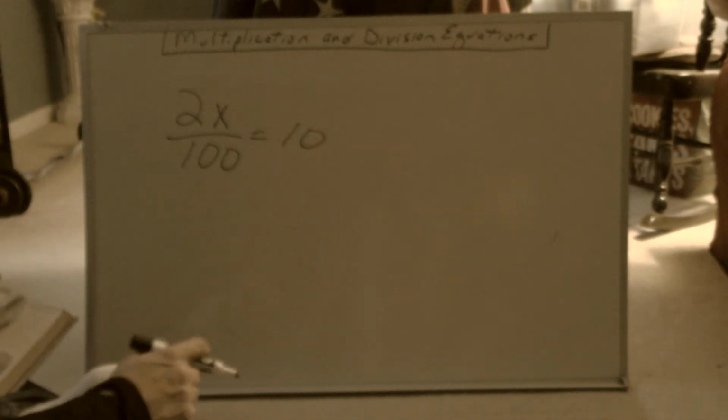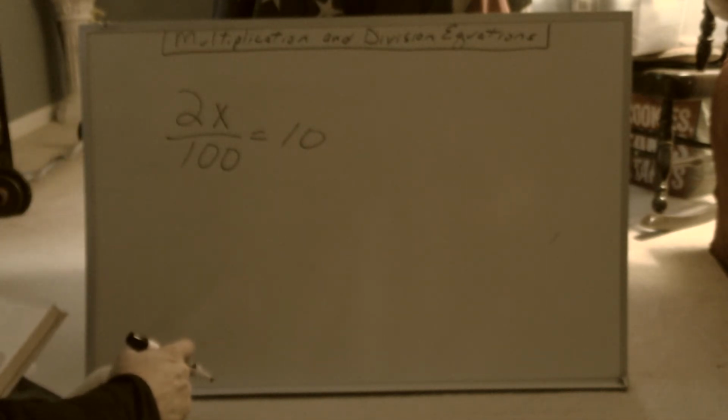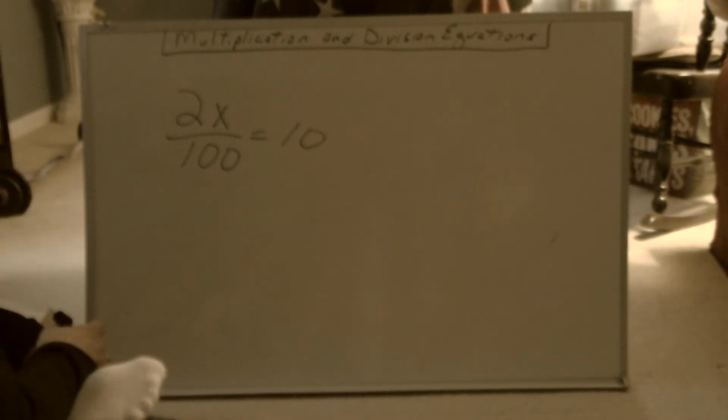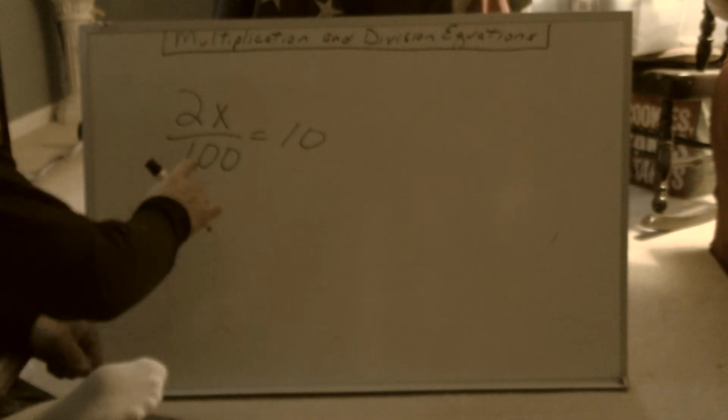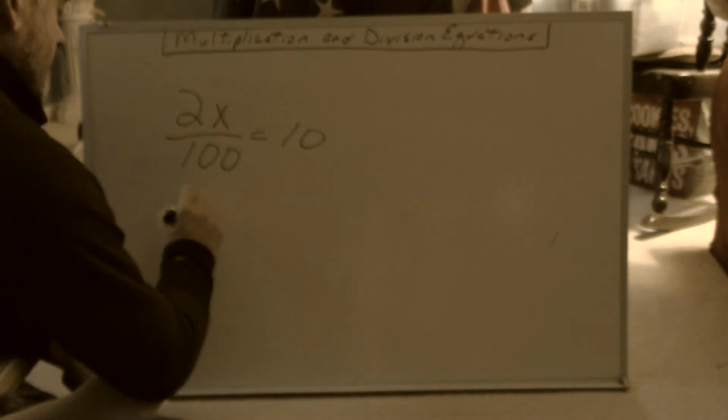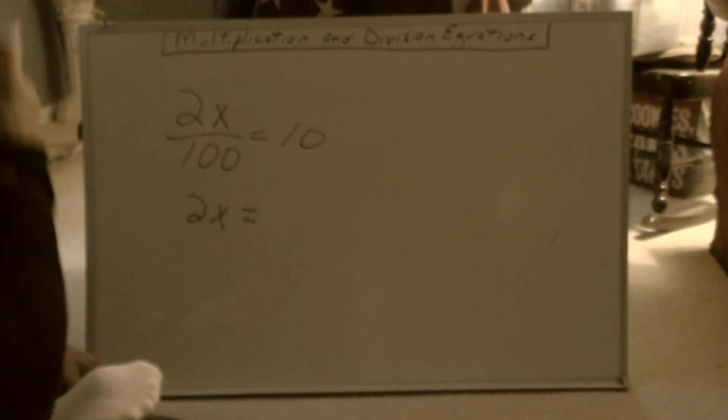2x divided by 100 equals 10. Look at this one. Might be a little complicated, but we'll see. Do the same procedure. 100 times 10. I'll bring the 2x down. Now, what's 100 times 10?